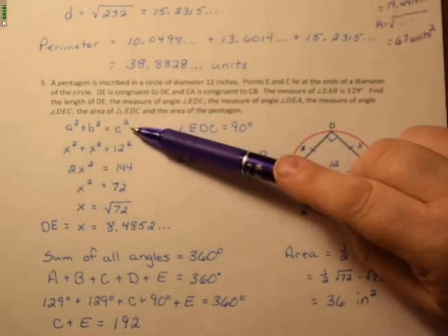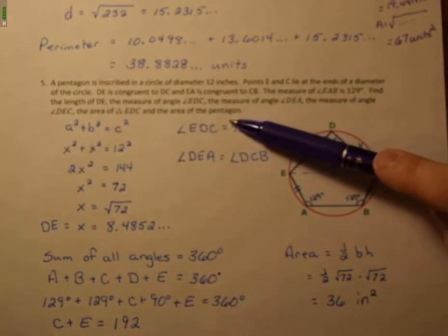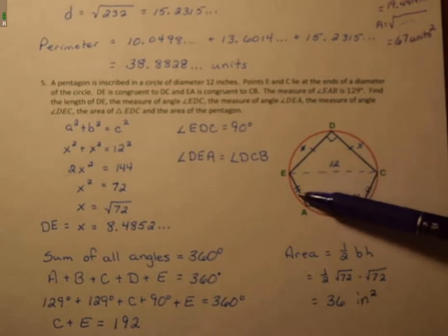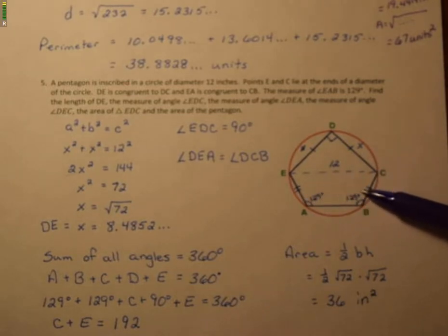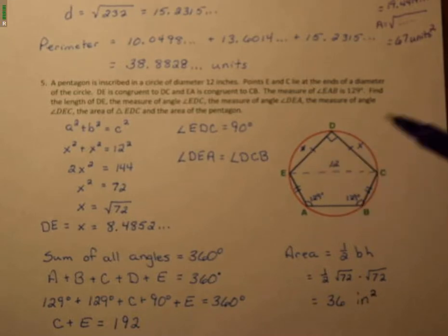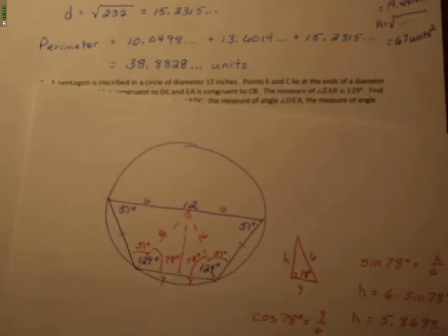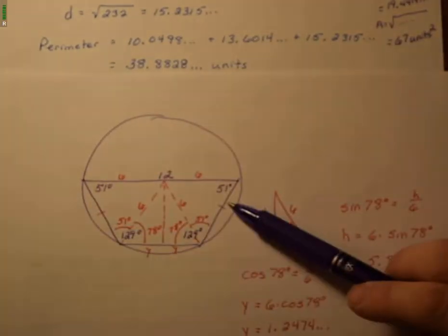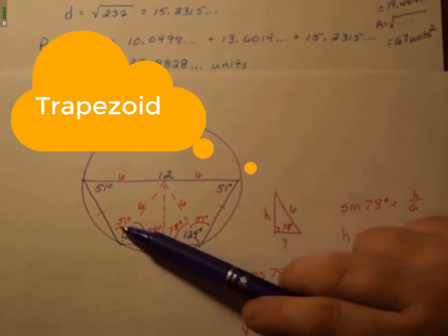Okay, so the last thing they want us to find is the area of the entire pentagon. Well, we know the area of the triangle, so if we find the area of the trapezoid, we can add them together and we would have the area of the entire pentagon. Well, what can we do? I redrew the circle over here with just the pentagon.